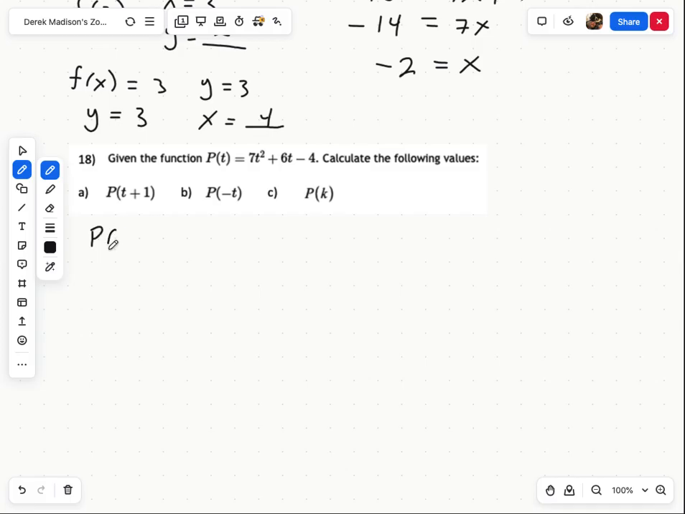So if we're supposed to find p of t plus 1, that means that t plus 1 is going in everywhere there's a t. So that's going to look like 7 times (t plus 1) squared, so there I am substituting for the t within the squared, plus 6 times (t plus 1) minus 4. And now I just have some algebra to do to get this thing simplified. So 7.